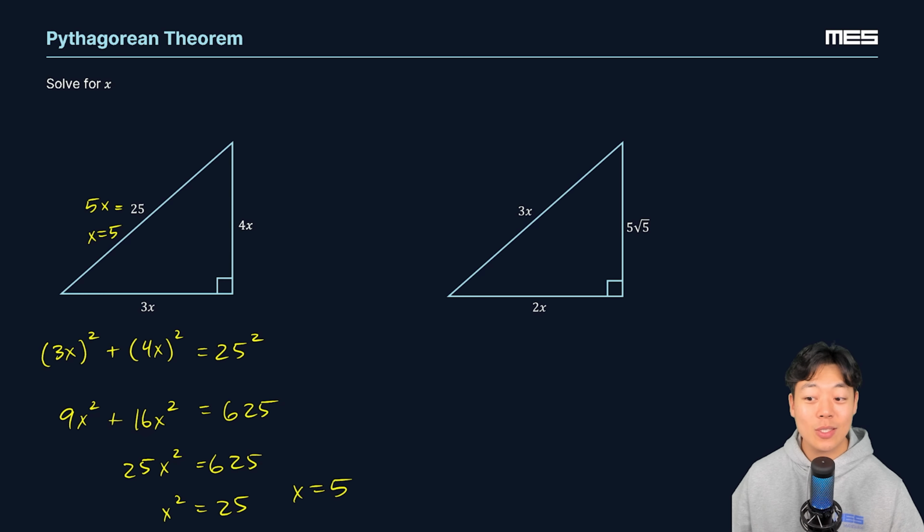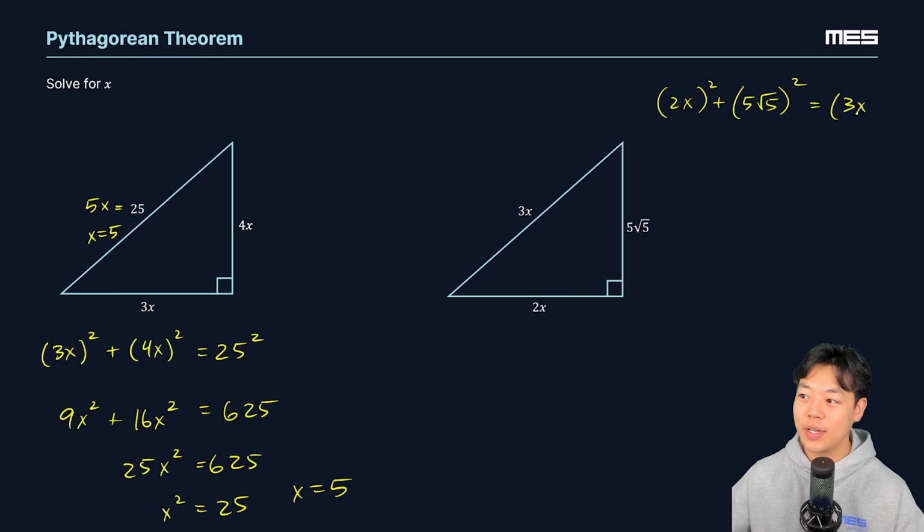Let's check this one out. This one might not be as simple as what we did in this one. So let's set up our Pythagorean theorem. 2x squared plus 5 radical 5 squared will be equal to 3x squared. This gives us 4x squared plus 25 times 5. That gives us 125, and we have 9x squared right here.